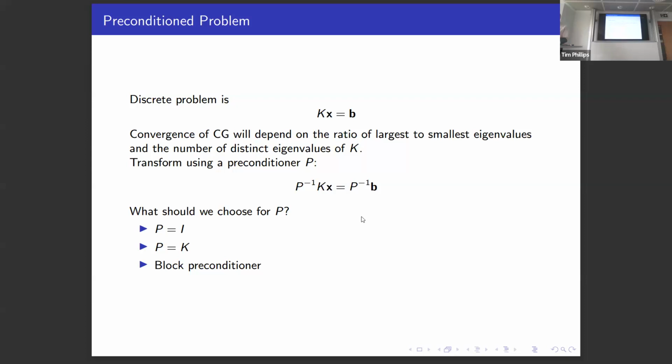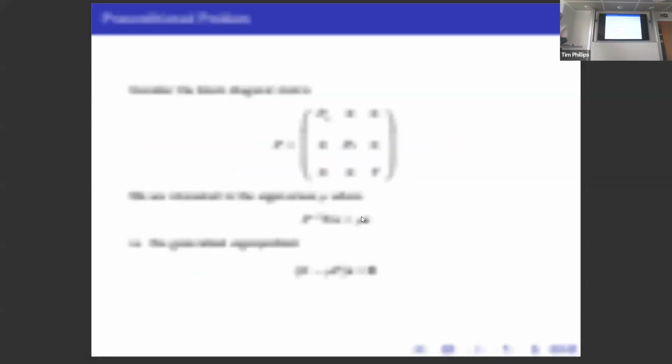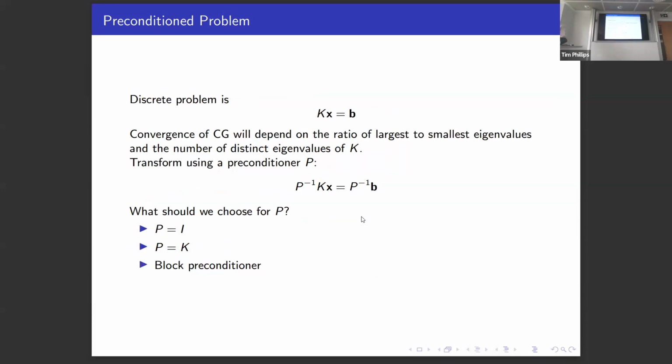to the original system. Sorry, why don't you just invert K, direct method, Gaussian elimination? Because in many instances, if you're solving problems in 3D, I'm using spectral methods. It's a full matrix. It's a lot of storage.